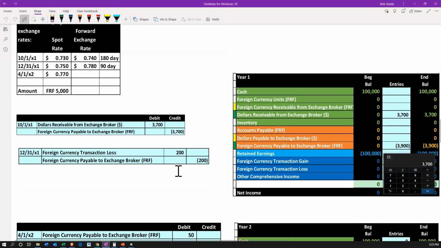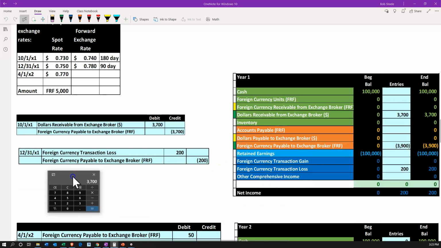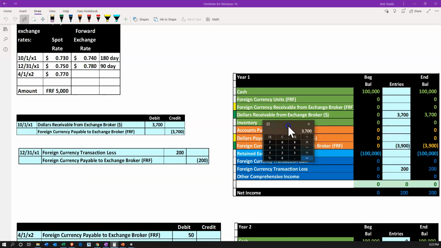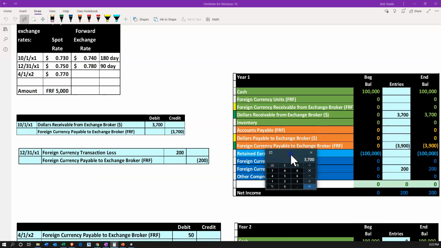So then we're going to scroll on down, and we're going to say now it's the balance sheet date as of 12/31. We then are going to revalue the one side of this that we need to revalue. Remember, we don't need to revalue the dollars receivable. We need to revalue the foreign currency down here.